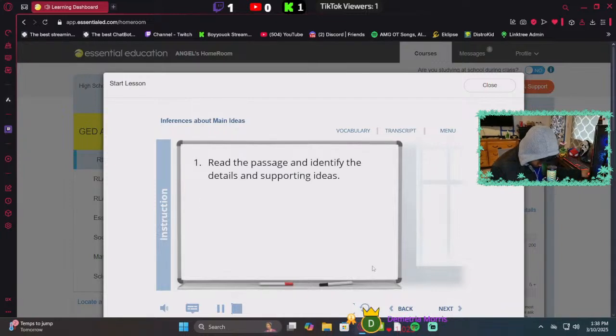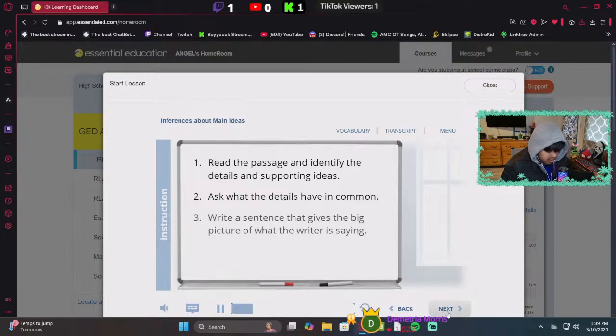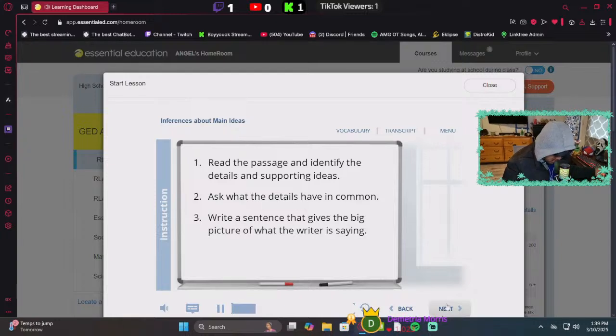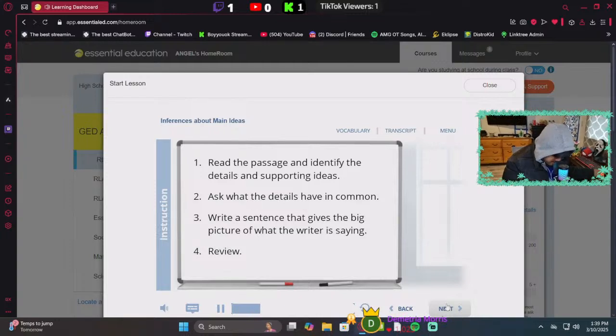First, read the passage and identify the details and supporting ideas. What does the writer say? Second, ask what the details have in common. How do the supporting ideas fit together? Third, write a sentence that gives a big picture of what the writer's saying. Make sure it fits the writer's tone or attitude. Finally, review. Does your main idea give a summary of what you read? Do the details support this idea?